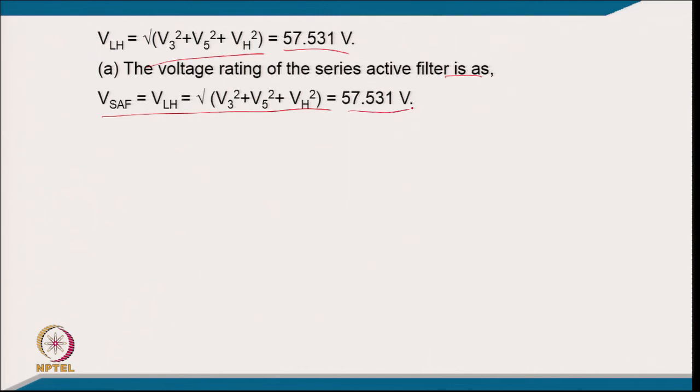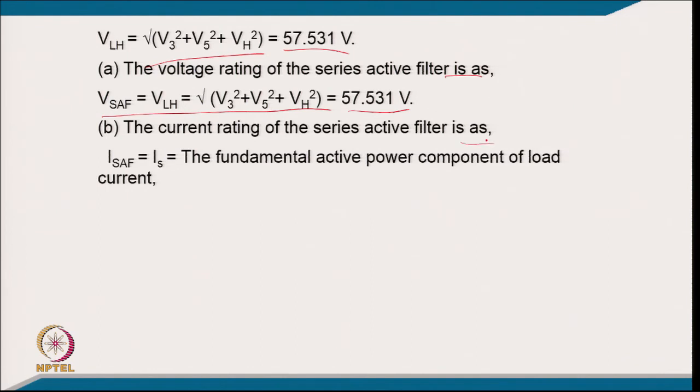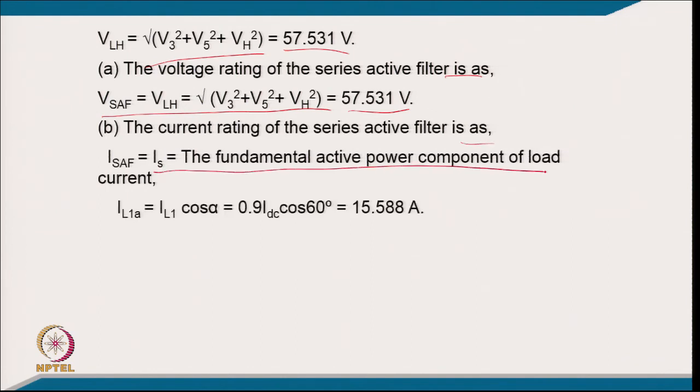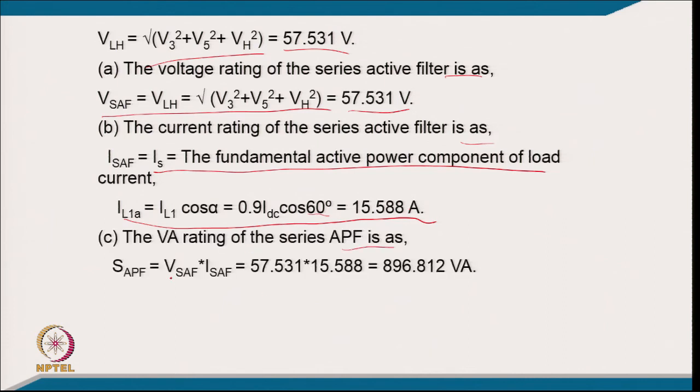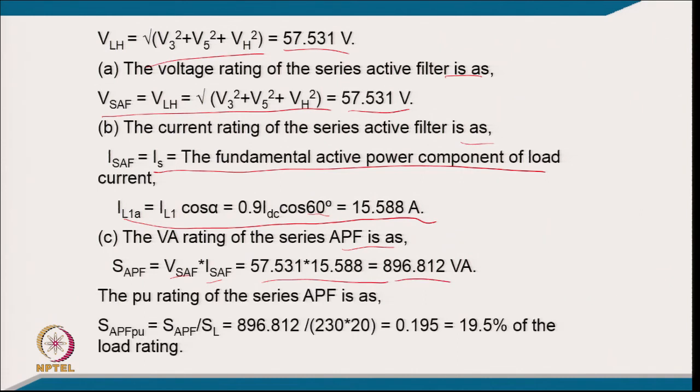So, that is the series active filter voltage rating, and the current rating of the series active filter is equal to the supply current. So, we calculate the supply current, that is the active power component of the load current, IL1 cos alpha or 0.9 IDC into cos 60, that is 15.588 ampere, and the VA rating of the series active filter will be voltage multiplied by current. So, putting this it will come 896.812 volt ampere, and the per unit rating of the series active filter, if we take it as a percentage of the load, comes around 19.5% of the load rating.